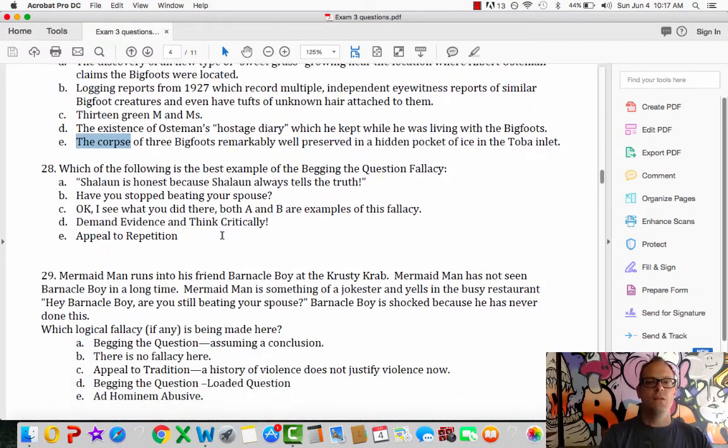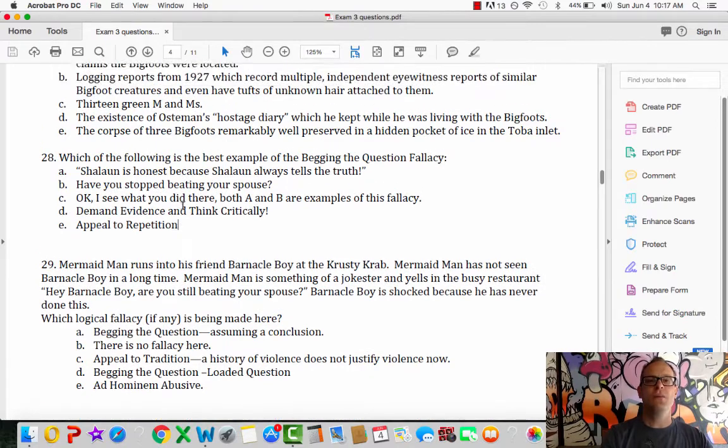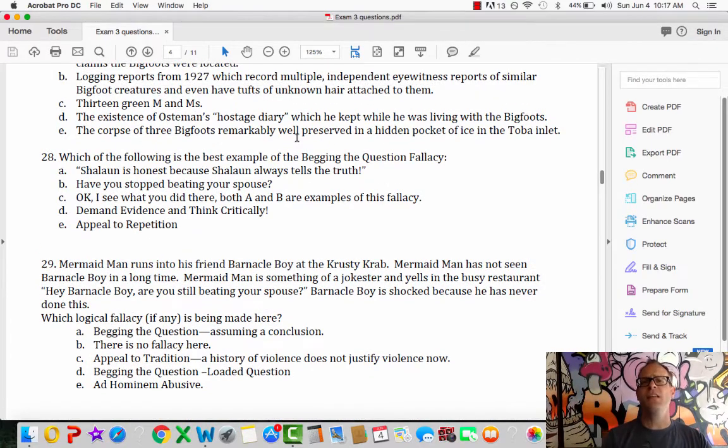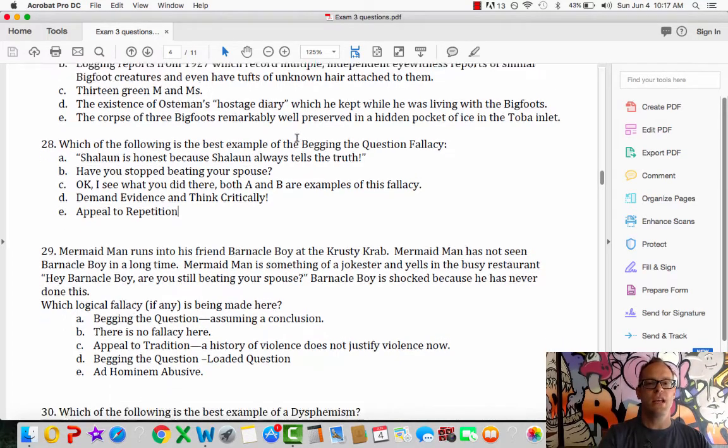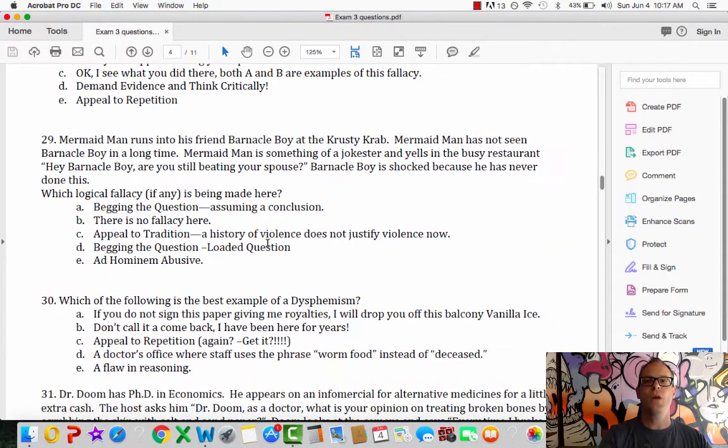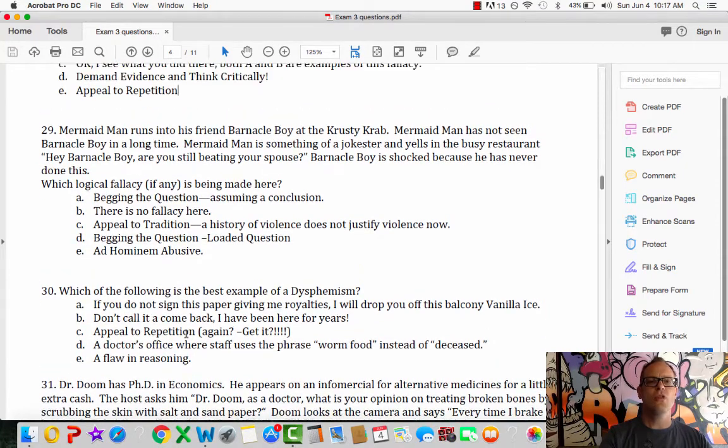Okay. Begging the question, remember there are a couple of different forms of begging the question. There's assuming what you want to be true, and then there is asking a question that assumes something that's not yet been established. And so if you're familiar with those two options, I think 28 is a pretty simple home run. Okay, let's do 2 more, and then I'm going to take a little video break.